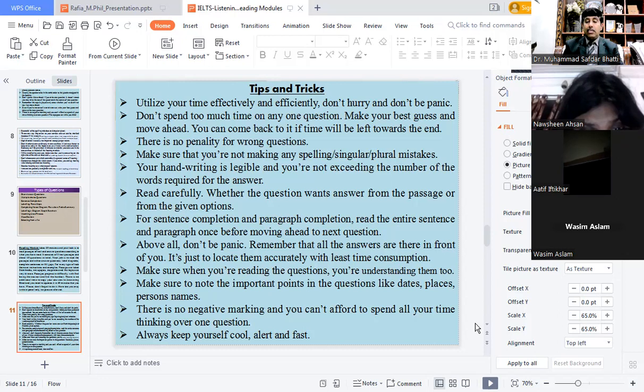Remember that all the answers are there in front of you. It is just to locate them accurately with the least time consumption. Make sure when you are reading the questions, you are understanding them too. Make sure to note the important points in the questions like dates, places, persons' names. There is no negative marking and you can't afford to spend all your time thinking over one question. Always keep yourself cool, alert, and fast.